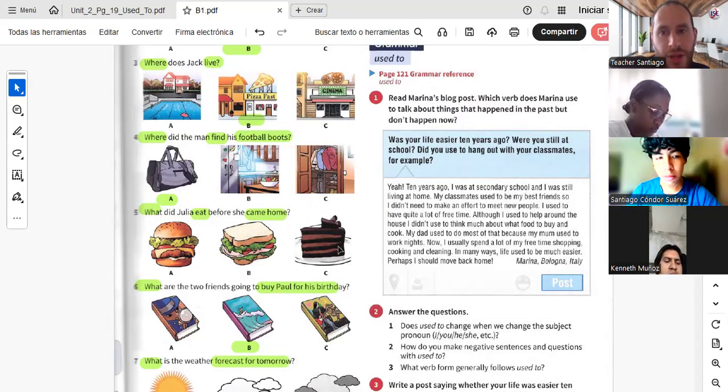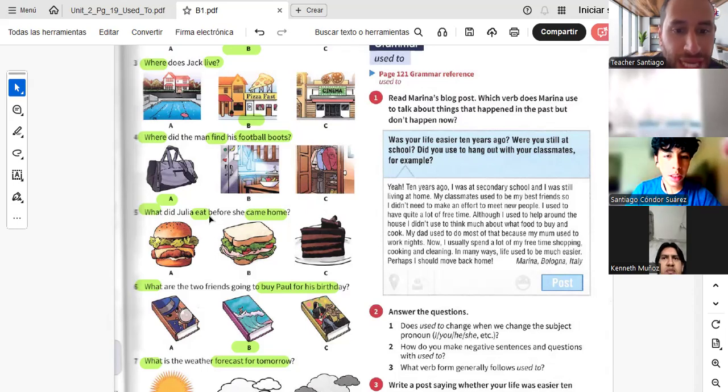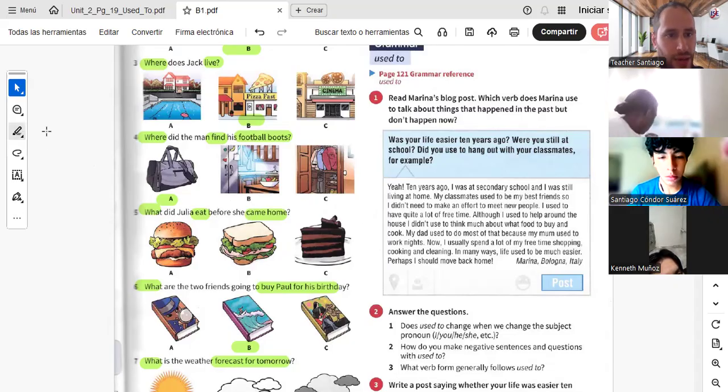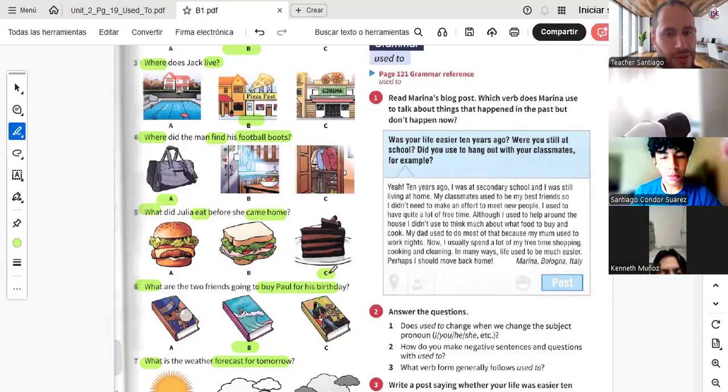What did Julia eat before she came home? Chocolate cake, letter C. So, sandwich, no. She already said chocolate cake, and it's missing the hamburger. Burgers tonight. They should be ready by about 8. Ella sí quiere la hamburguesa, pero lo que nos están preguntando es qué comió antes de llegar a casa. El chocolate cake, homemade chocolate cake, casero.